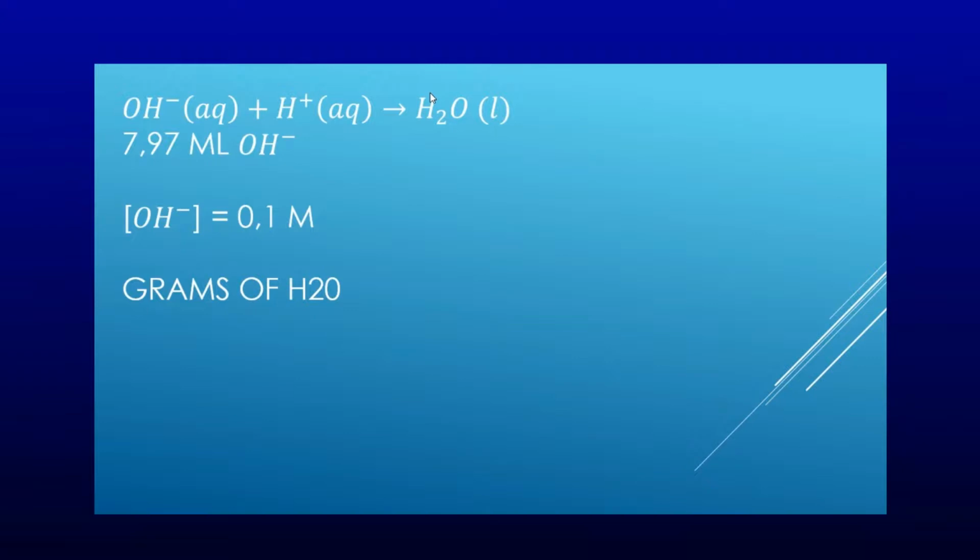And then we know that the molarity, the moles per liter of OH minus, is 0.1. That's moles per liter, or also millimoles per milliliter. That's the same. And what do we want to know? We want to know the amount of grams of H2O. That's what we want to have at the end of this video. So let's start with really calculating.